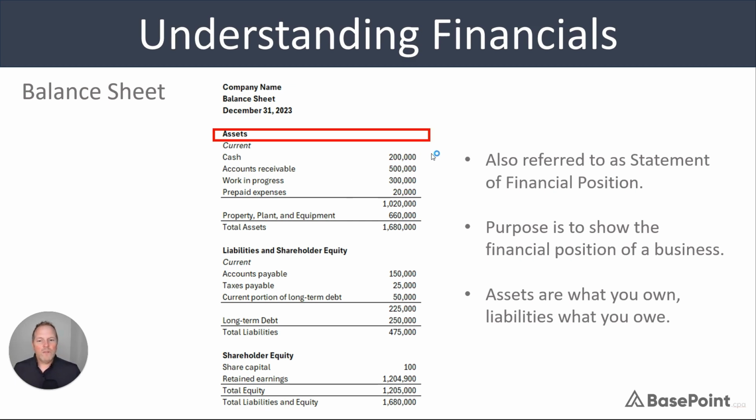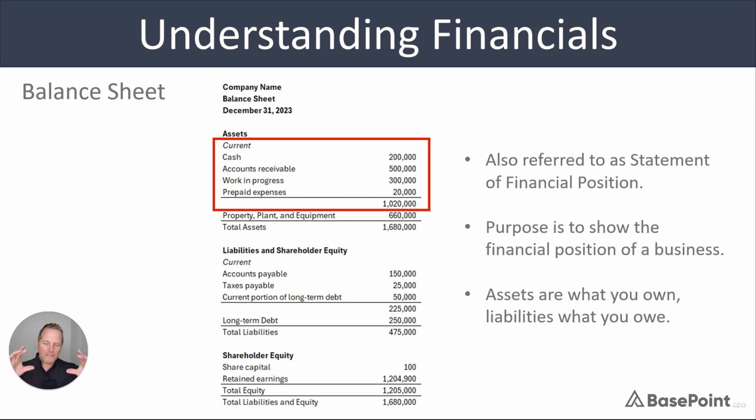Okay, so it's broken down into assets, liabilities, and equity. So again, assets are what you own, liabilities what you owe. So the first part, the top part, is assets, and within assets, the first section is called current. Okay, you'll see this in the balance sheet. Current essentially means anything that is liquid or can become cash within the upcoming year.